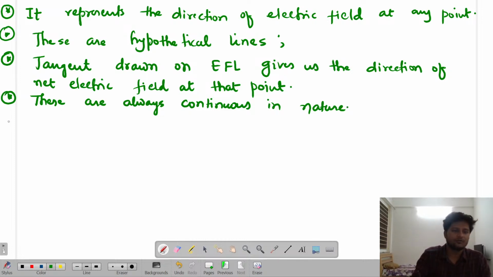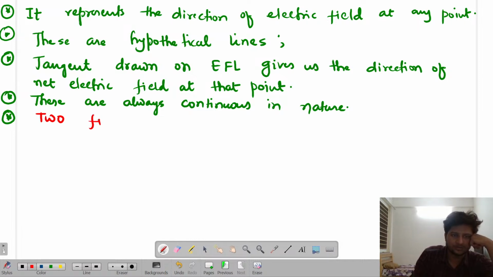So we have four properties right now. Now these were mainly the direct properties. Now we have indirect conclusions regarding that. Now as we know that tangent gives us the direction of electric field, and at any random point two tangents cannot be drawn. That is why two field lines will never intersect each other.